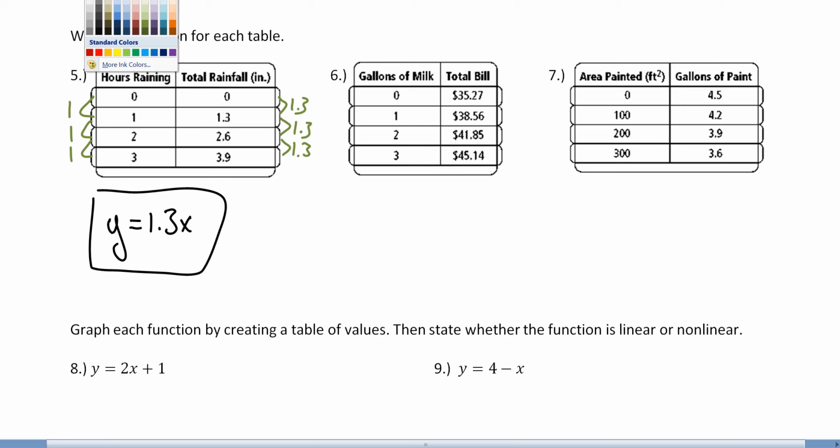This one, same kind of thing. As I look at the differences in these guys, so this goes up by 1 each time. And then when I look at this guy, I might need my calculator for this one to do a little bit of subtraction in order to come up with this thing.